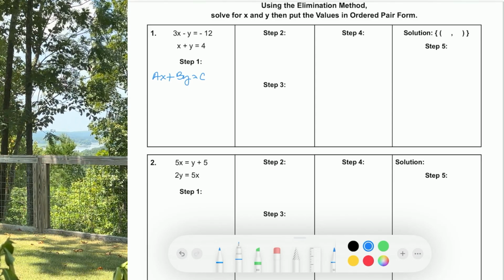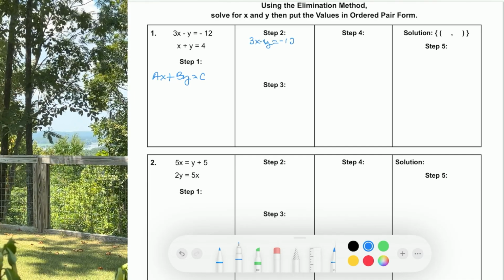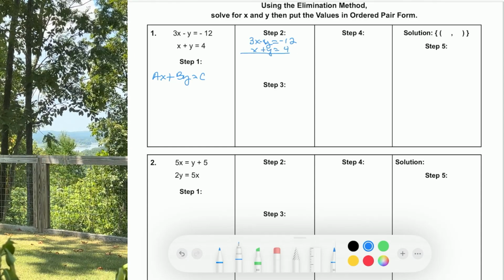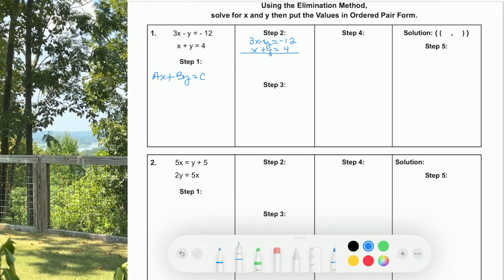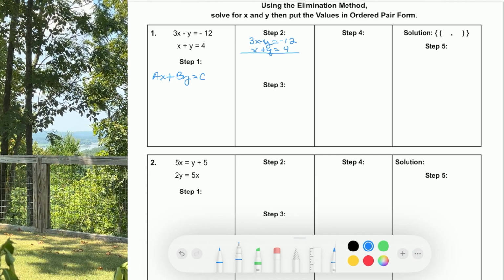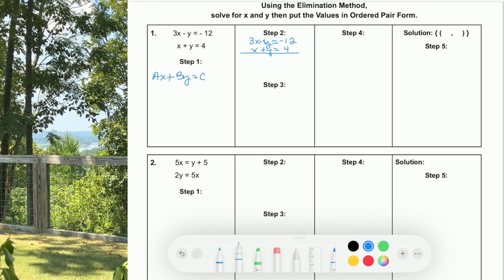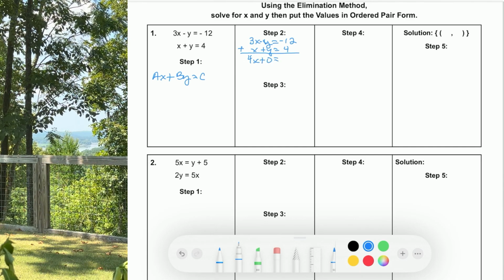So I'm going to rewrite my equations here. And I'm going to reevaluate them to see if I need to change anything about them so that one of my variables will cancel out. I notice that my y's have a negative y and a positive y, and so I don't have to change anything. I can actually just add these equations together and the y's will cancel out. So I have 3x plus x gives me 4x. The y's cancel out and become 0. Negative 12 plus 4 becomes a negative 8.